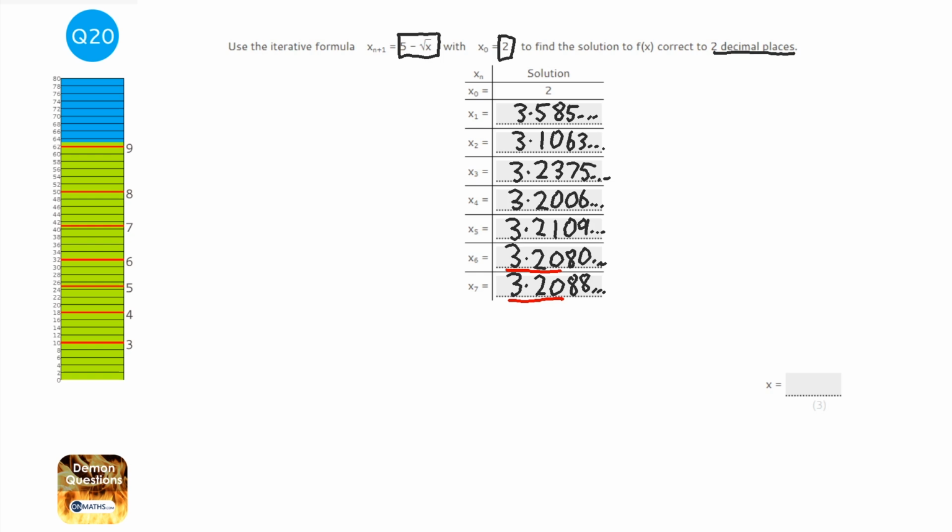3.208 blah blah blah. So it says it wants the solution correct to 2 decimal places. Now 3.20 is not going to be the right answer, because if I have a look, the next one is an 8. So my answer will be 3.21.